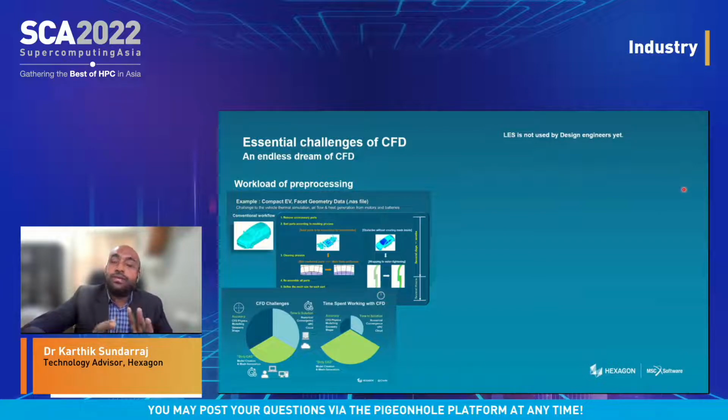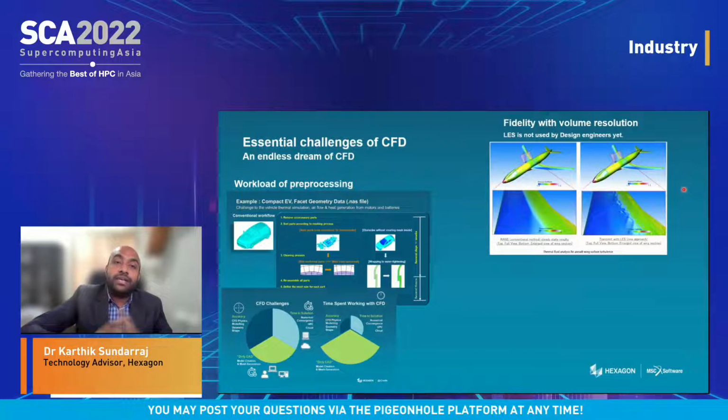So one of the typical constants is workload. That is the pre-processing time an engineer spends in doing CFD. It may be CAD cleanup, it can be simulation time, or it can be the amount of time put towards generating an accurate, stable CFD solution. The other is fidelity. That is, how accurately are you able to predict?